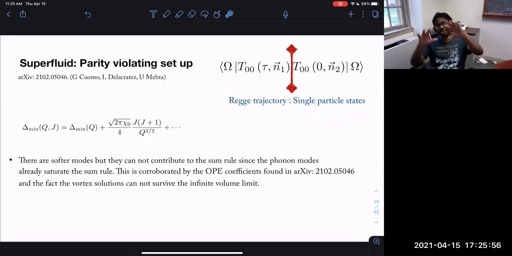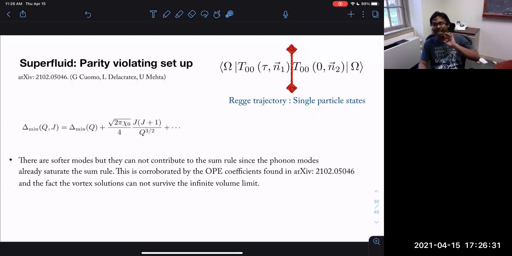and the vortex solutions can only survive in the finite volume. If we take the infinite volume limit, the vortex cannot survive. So the vortex cannot play any role in these sum rules. So the reason I put up this slide is the following. Just from knowing our sum rules, we can say that if there are other modes which coexist with phonons, either you have to modify the OPE coefficients of the phonons, and if the OPE coefficients of the phonons do not get modified in this new setup, then these other modes cannot play any role in the sum rules.